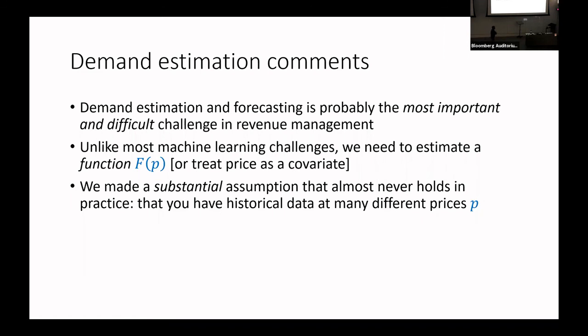I just want to repeat this. We made a quite substantial assumption that you have historical data at many prices P. And this basically requires experimentation, right? This basically requires you to do a little bit of exploration: do I set the prices at 5 or 10 or whatever. If I was giving this lecture 15 years ago, this would be a much bigger hurdle than it is today, right?